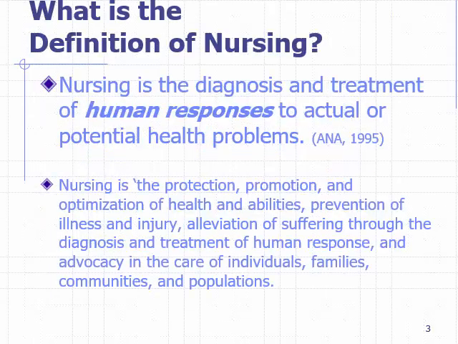So what is the definition of nursing? Nursing is the diagnosis and treatment of human responses to actual or potential health problems. Nursing is the protection, promotion, and optimization of health and abilities, prevention of illness and injury, alleviation of suffering through the diagnosis and treatment of human response, and advocacy in the care of individuals, families, communities, and populations.